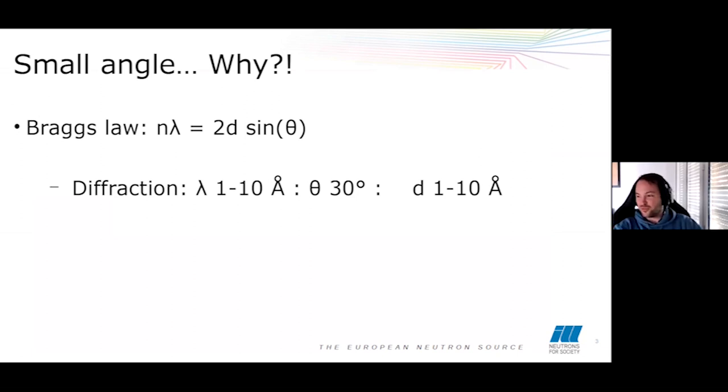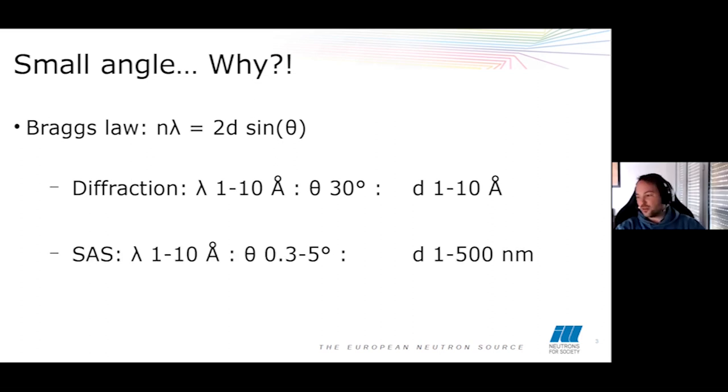So coming from Bragg's law, where n lambda equals 2d sin theta, in a standard diffraction experiment, our incoming wavelength is usually 1 to 10 angstrom, and the angle is usually around 10, so still some big angles. That gives things we can see in the order of 1 to 10 angstrom. But in small angle, we still have the same incoming wavelength, but the angle is much smaller, usually in the range of 0.3 to 5 degrees, which gives the things we are looking at in the range of 1 to 500 nanometers.